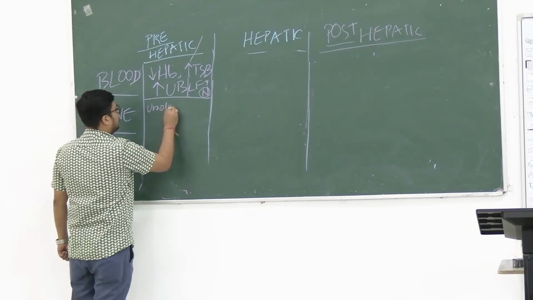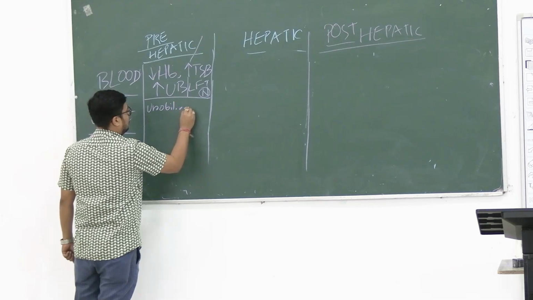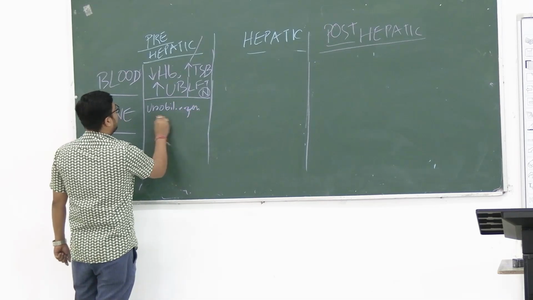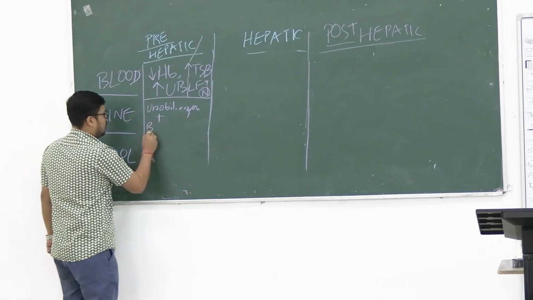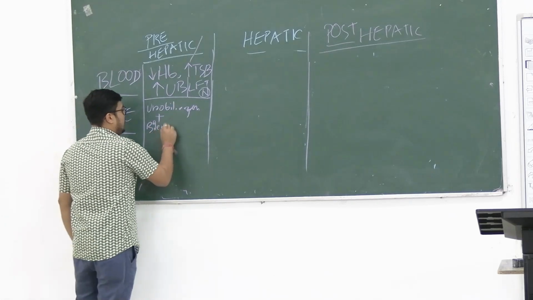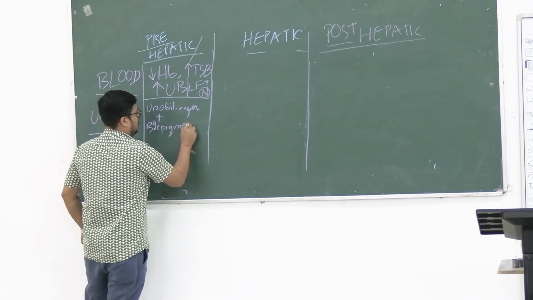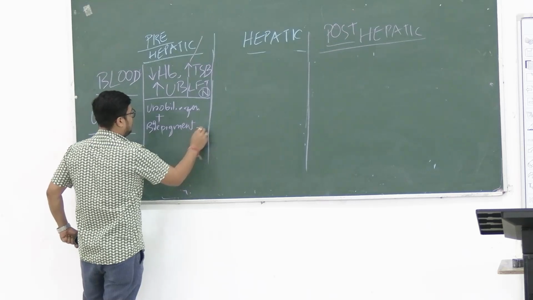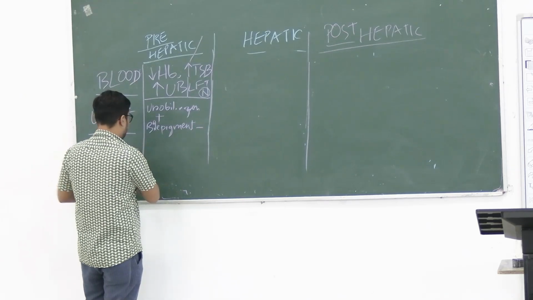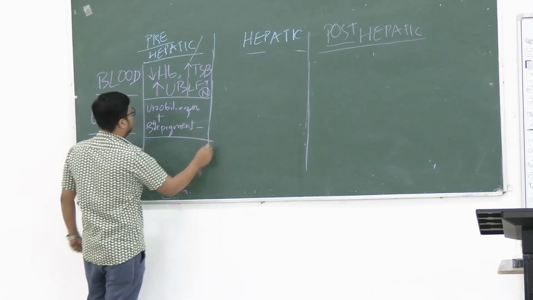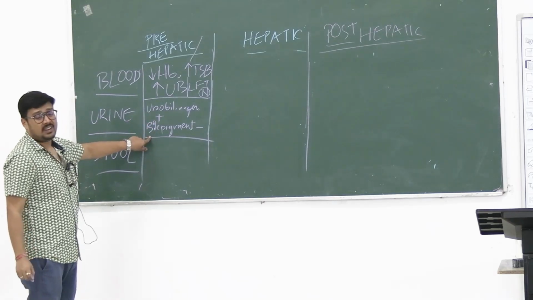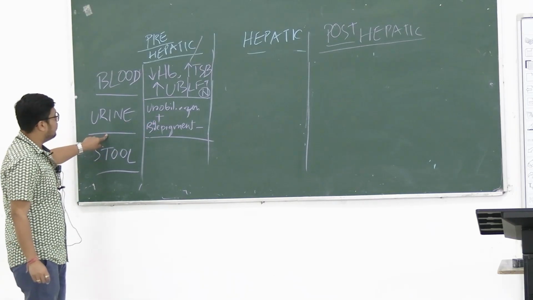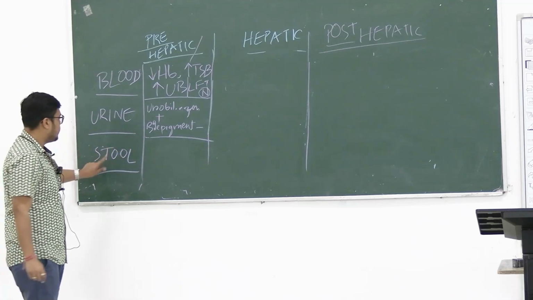Okay. Now urine. Presence of urobilinogen will be present in pre-hepatic jaundice, but bile pigment is absent in pre-hepatic jaundice or hemolytic jaundice. Okay, so urobilinogen is present, bile pigment is absent in urine findings.